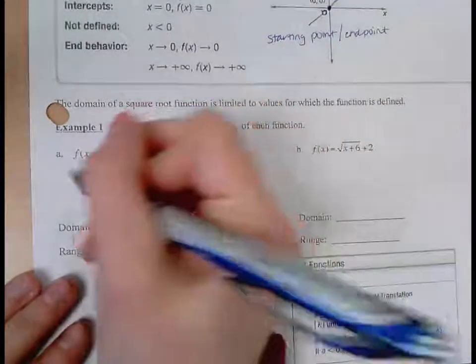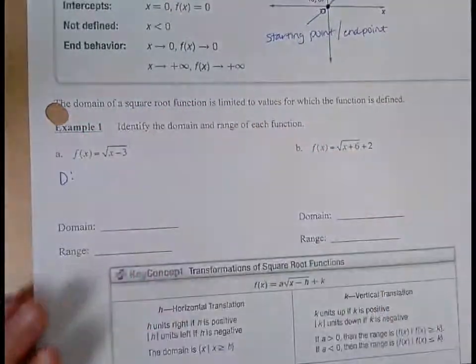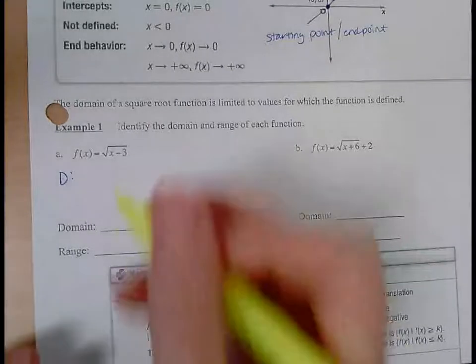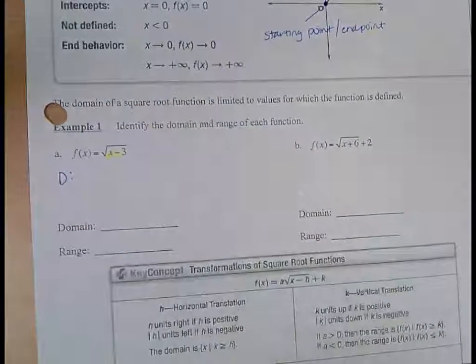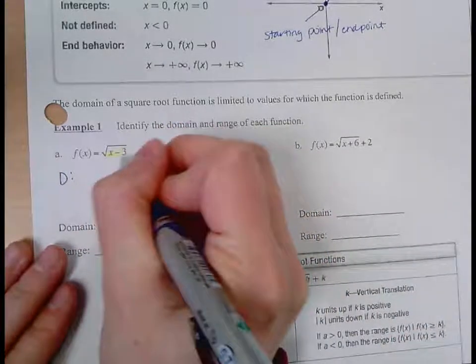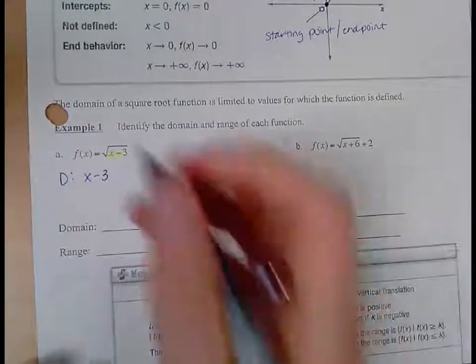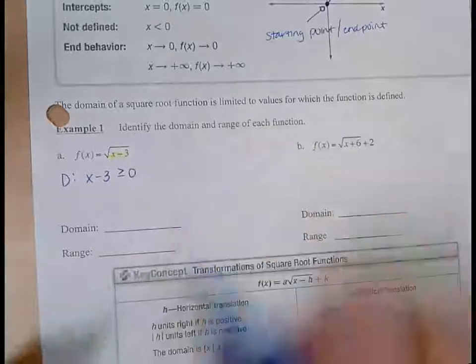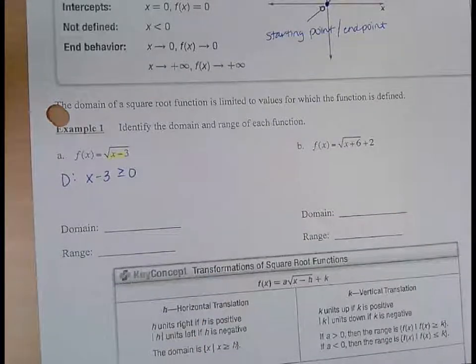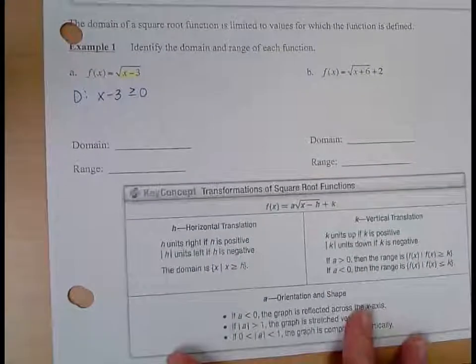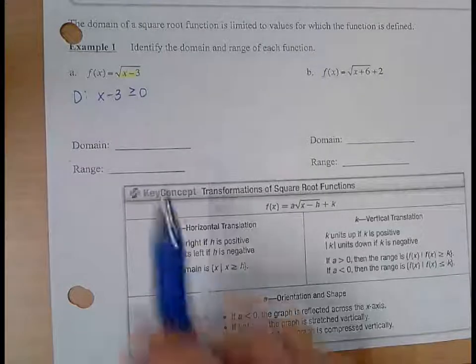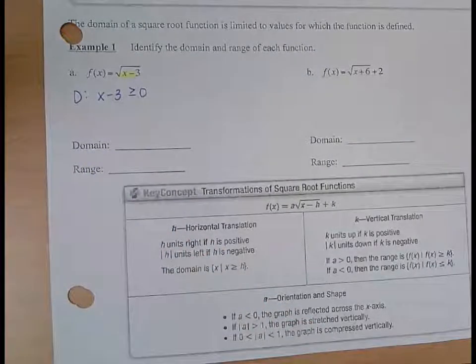So in general, to find the domain of a square root function, you take what is inside the square root and only what's in the square root. And you say, in this case, for part A, x minus 3, because it's in the square root, has to be greater than or equal to 0. So you're setting up an inequality that you can now solve for x to find your domain.